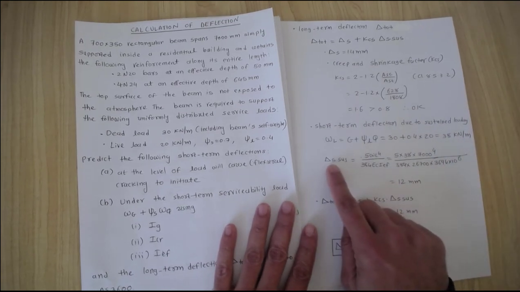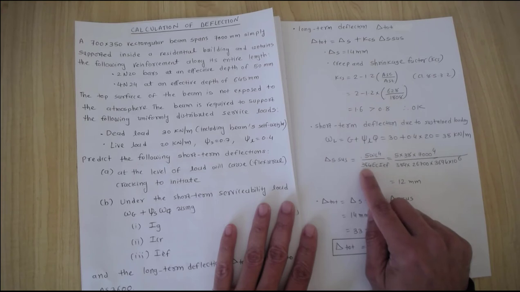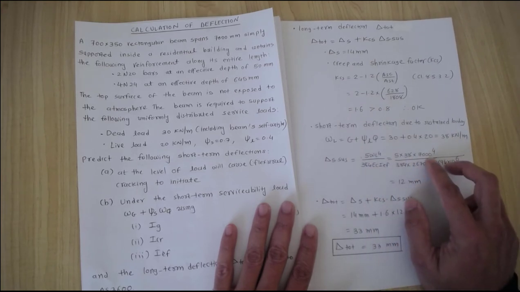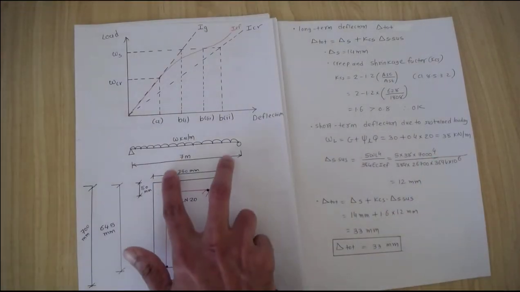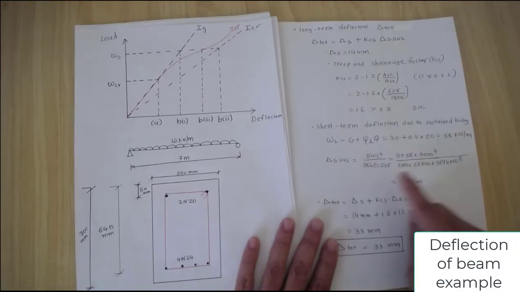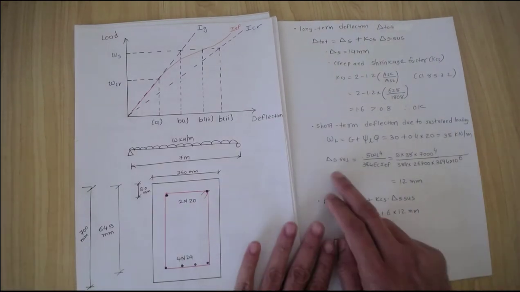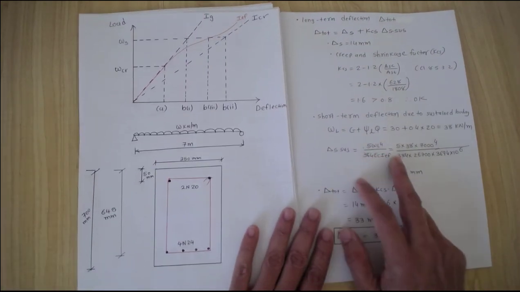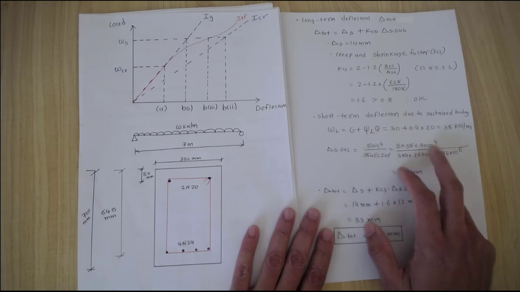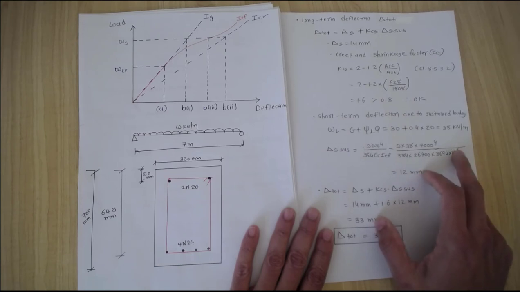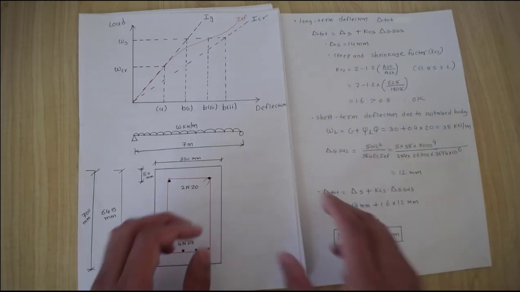Now in that case delta sustain is 5WL to the power 4 over 384 EC I effective. 5 times 38, which we just calculated, times the length of the beam, 7,000 millimeters, to the power 4, over 384 EC, 26700. We saw this one many times. And this I effective is 3694 times 10 to the power 6, the I effective we just calculated.